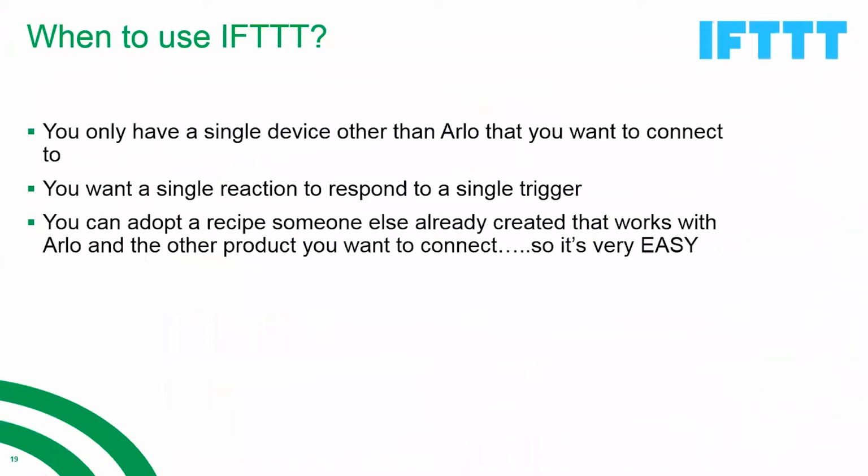So in closing out on IFTTT, I would use IFTTT if it's only a single device that I want Arlo to connect with, and I want that single reaction to respond to a single trigger. So maybe I'm just starting out and I have an Arlo system and I have one SmartThings sensor, or I have a light bulb, and I want that to come on when my Arlo is detected or my door opens up. Then IFTTT is definitely a very easy platform to start off your smart home experience. You can adopt a recipe that somebody else already has made, or you can take on the challenge and build it out yourself. But it's a very easy way to get started in the whole smart home integration option.